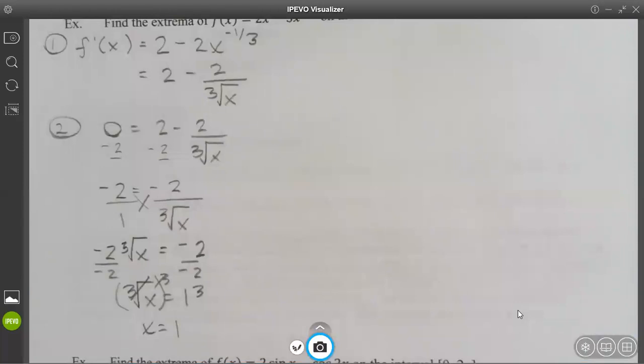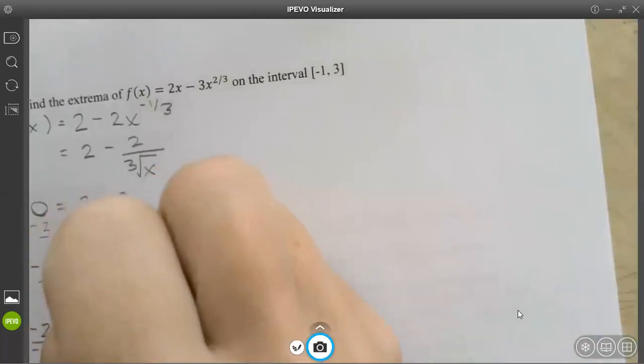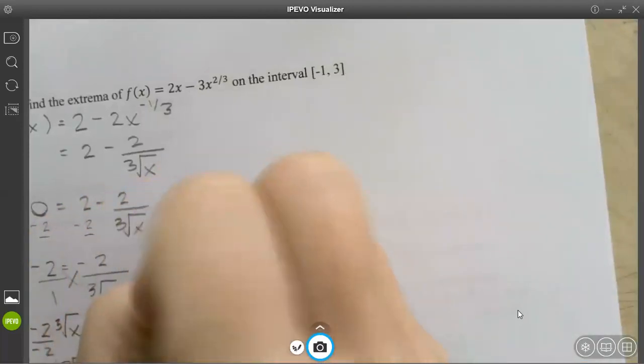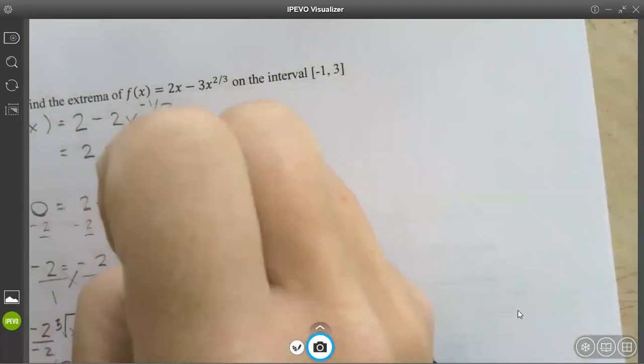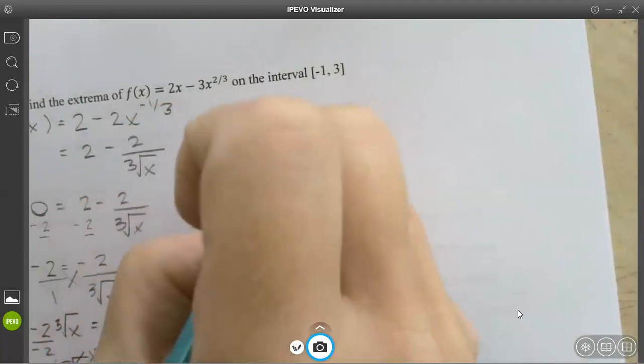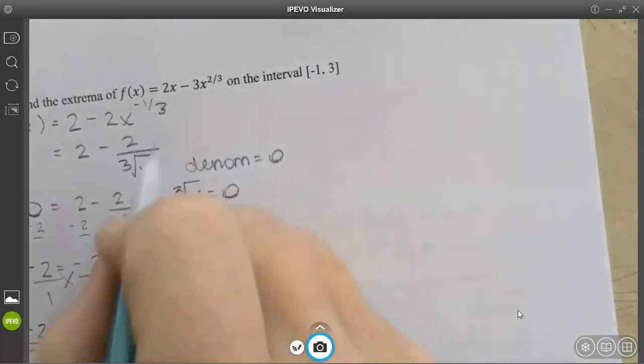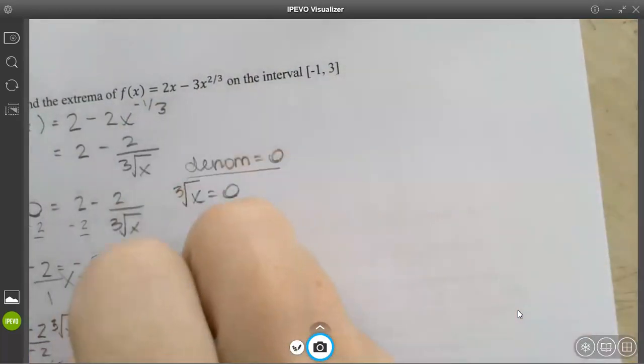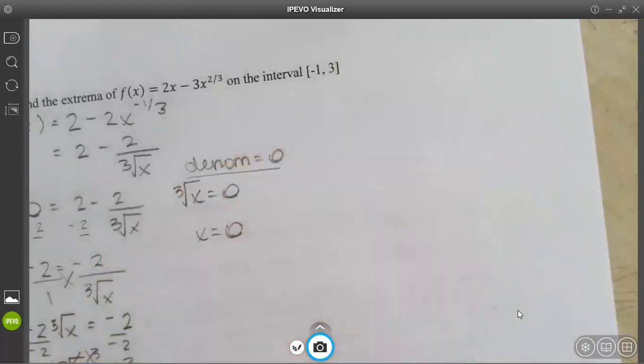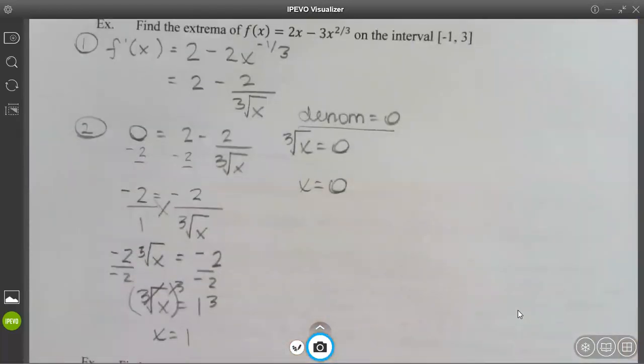What are your critical numbers going to be? Where is that x? It's on the bottom. Can we have a denominator equal to 0? No, we can't, right? So you've got to set that denominator also equal to 0. You may want to write that down, because that's going to cause a vertical asymptote or a discontinuity. So cube that and we still get 0. So those are your 2 critical values.